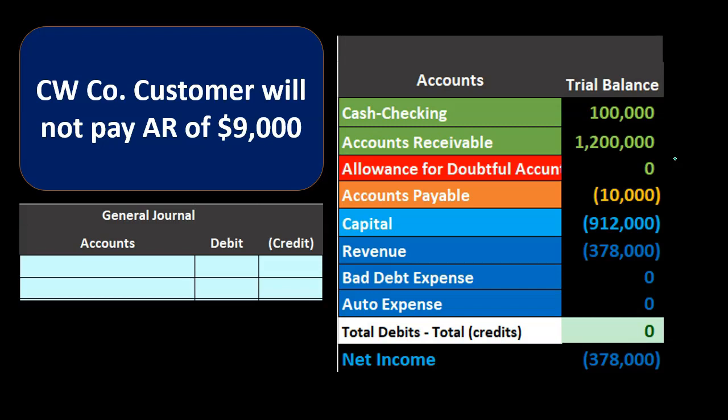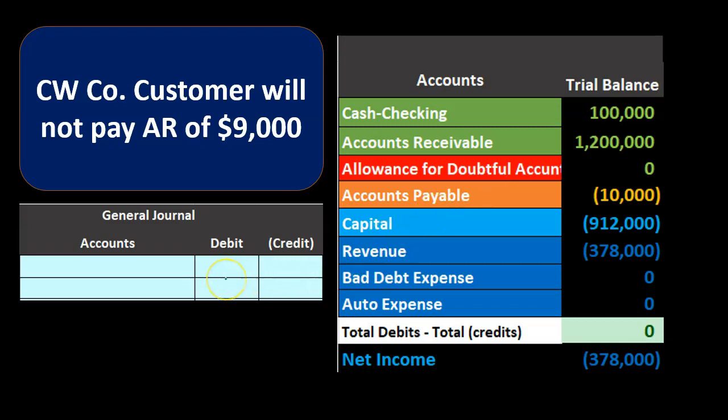As we go through the direct write-off method, we always want to compare it to the allowance method to see the differences between the two methods. We have this account here, this red account, that will not be used as we go through this direct write-off method, but is there to show us what would be there if we were to use an allowance method, to compare and contrast as we go through this process.